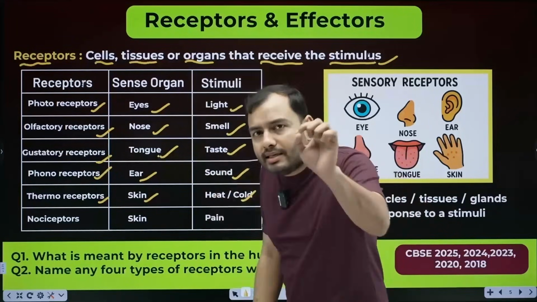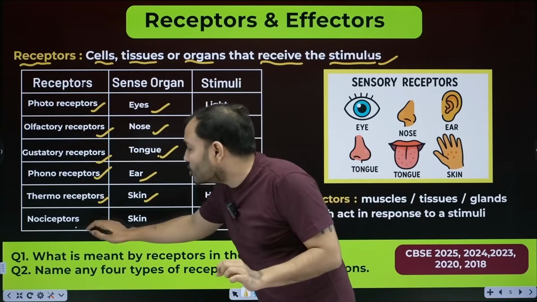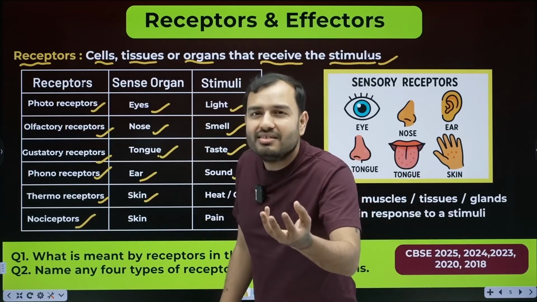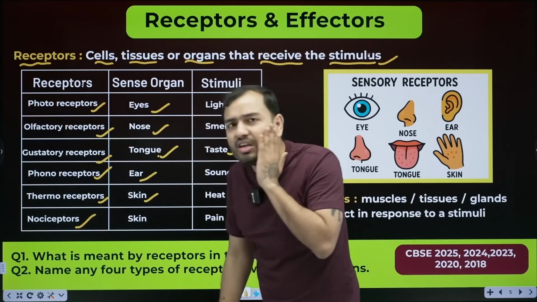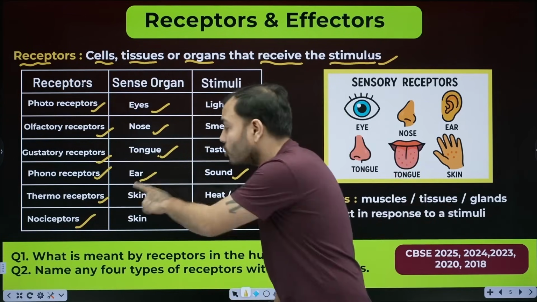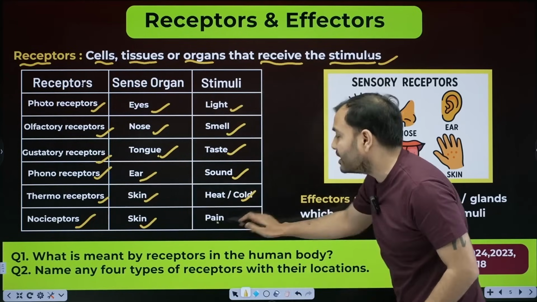In the whole skin, what is there? Thermoreceptors. In the skin, there is one more receptor, nociceptor. Nociceptors, what do they receive? Pain. What happened? Pain. Who received it? The skin did. Because it has what? Nociceptors. So in the skin, nociceptors, what do they receive? Pain.